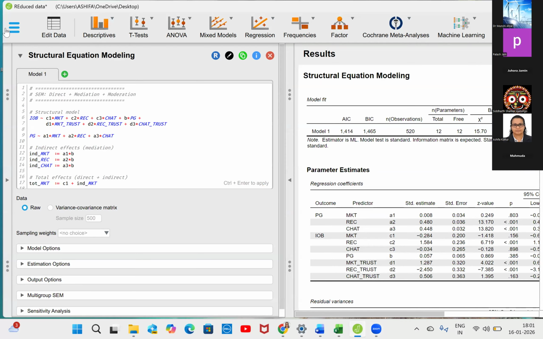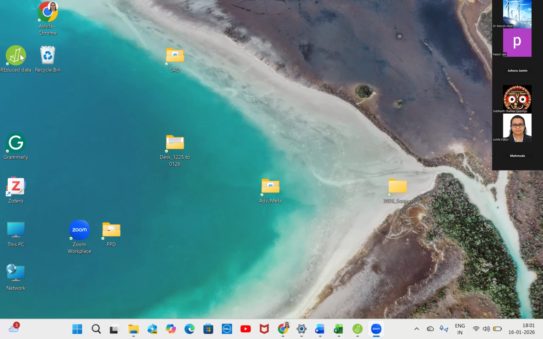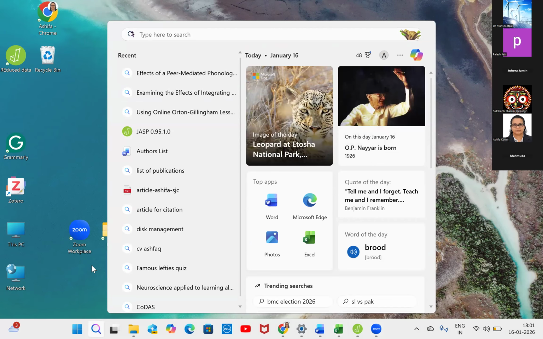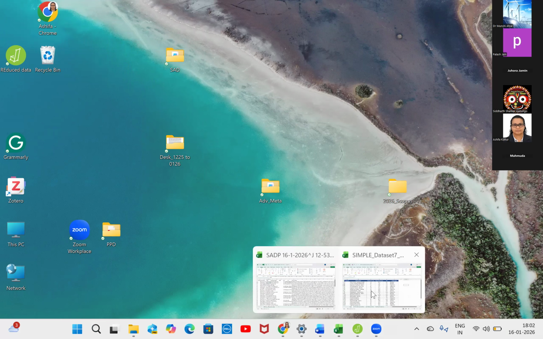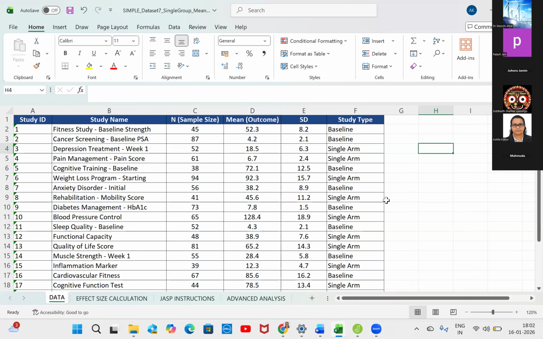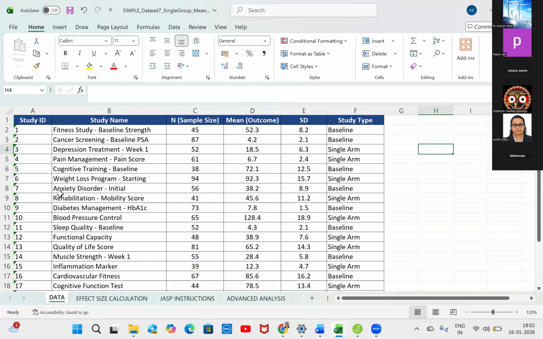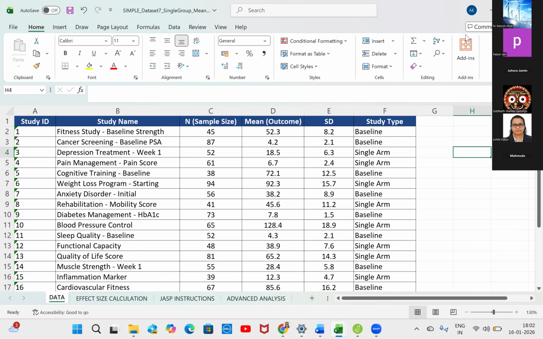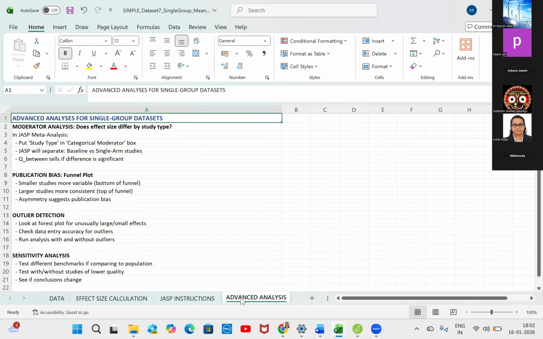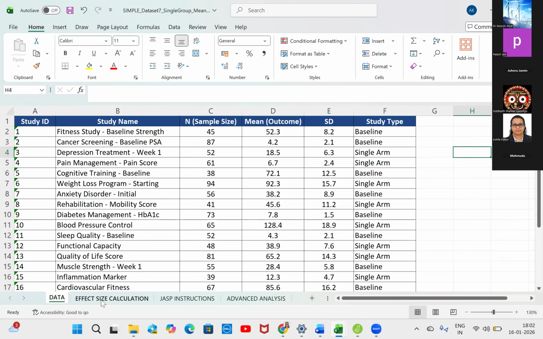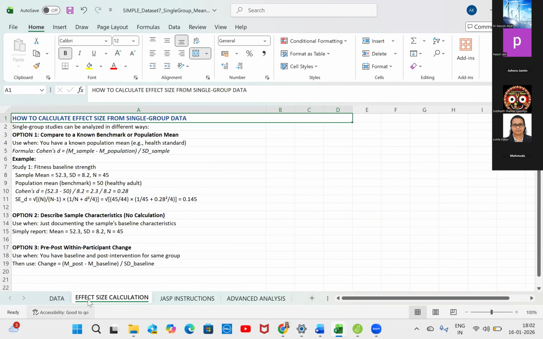So first you show us the data. Yeah, this is the data. Can you make it a little bit larger? Now you see, Asifa, in this data set, we have three different sheets: effect size calculation, JASP instruction, and advanced analysis, right? We don't need that, because it is a sample instruction file for you, but we don't need that for calculation.